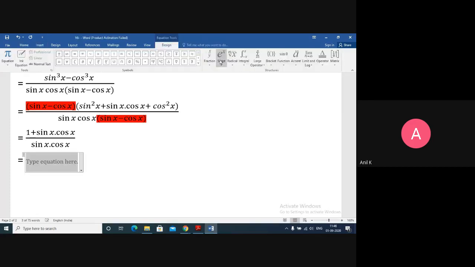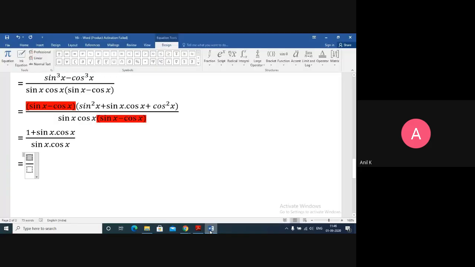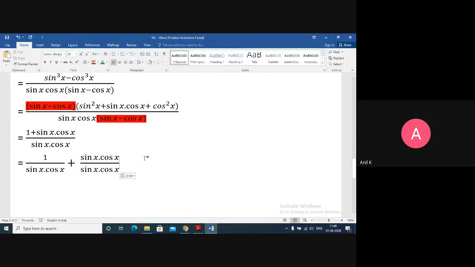Let me insert the equation. Here I'll separate, because what we have to prove here is 1 plus sec theta cosec theta. So what you can do is separate the denominator. Remember that word, separate the denominator. It means you have 1 upon sin x cos x plus sin x cos x upon sin x cos x. Can I do this? First term upon denominator plus second term upon denominator.